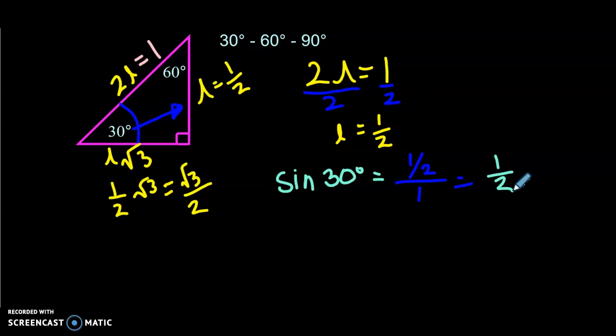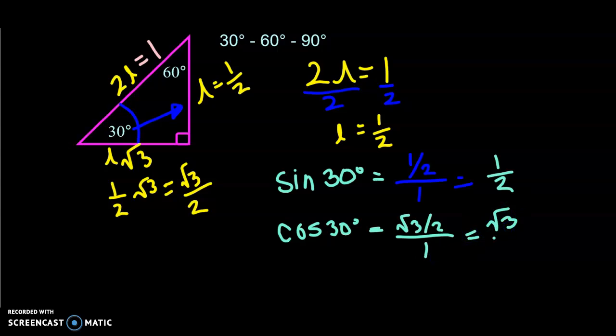And we could do the same thing for cosine of 30 degrees. Adjacent is root 3 over 2. And then the hypotenuse is 1. So the cosine of 30 is square root of 3 over 2. And we could also find the sine of 60 using this special right triangle, and the cosine of 60.